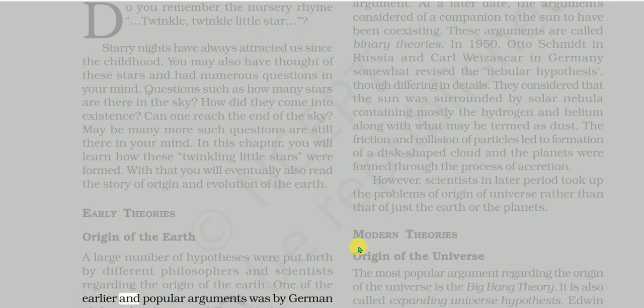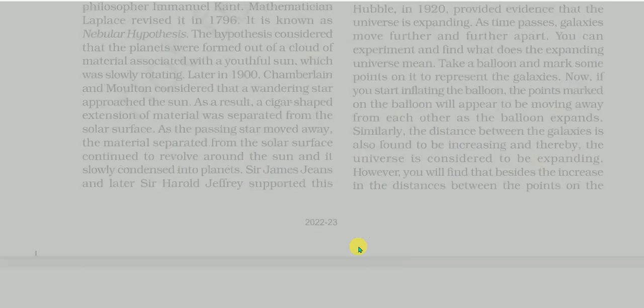One of the earlier and popular arguments was by German philosopher Immanuel Kant. Mathematician Laplace revised it in 1796. It is known as the nebular hypothesis. The hypothesis considered that the planets were formed out of a cloud of material associated with a youthful sun, which was slowly rotating. Later in 1900, Chamberlain and Moulton considered that a wandering star approached the sun.